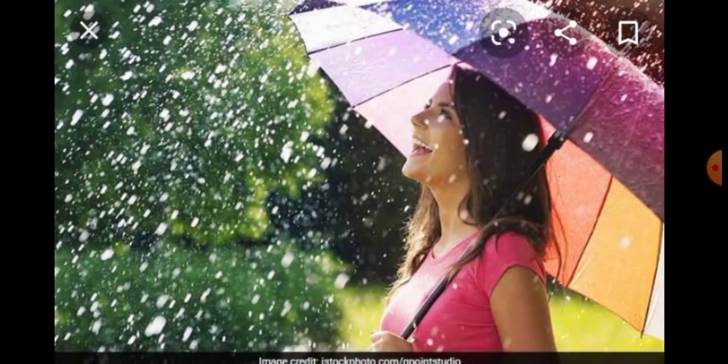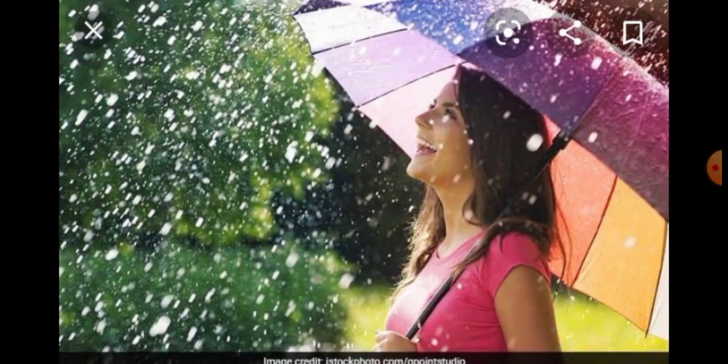This season brings rain. It is also called the rainy season. During this season, most of the regions receive average rainfall.